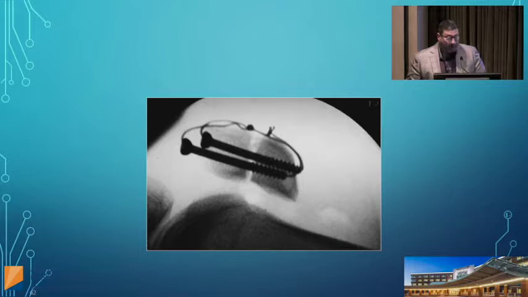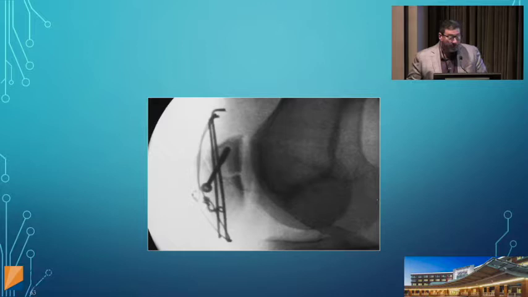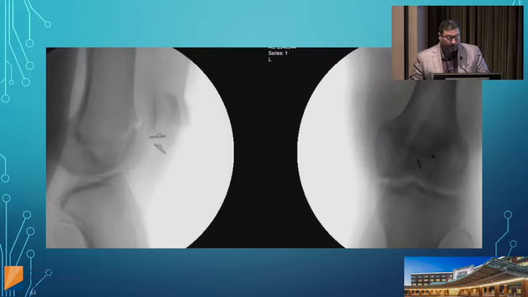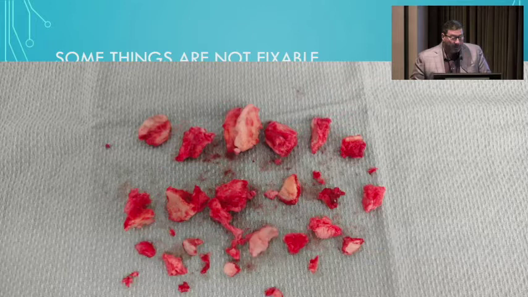Here's another transverse fracture treated with a screw and tension band wire. And I just show you this because while the reduction is pretty good, you can see how long these wires are rather than being cut flush with the bone. So every time this patient would try to bend their knee, they would have pain from the wire sticking into their thigh. So there's all different ways to fix these. Sometimes they're not fixable. This was a knee against a dashboard.